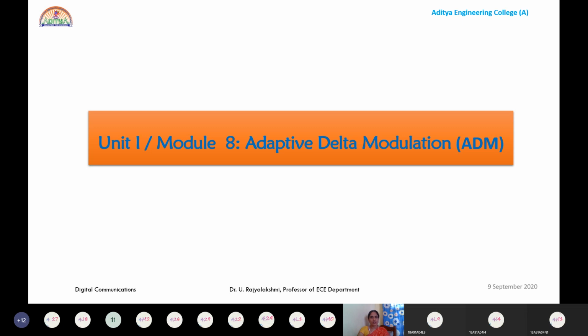But what are the drawbacks we studied? We studied that delta modulation cannot handle two kinds of variations in the amplitude of the message signal. What are those two kinds? When the slope of the magnitude of x of t is very high, then one kind of error will arise, so that our staircase waveform cannot approximate x of t. That problem is called slope overload error.